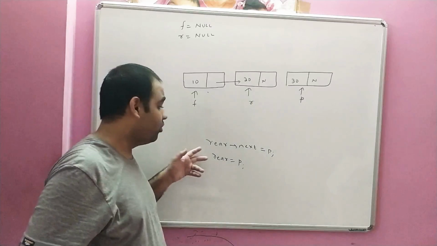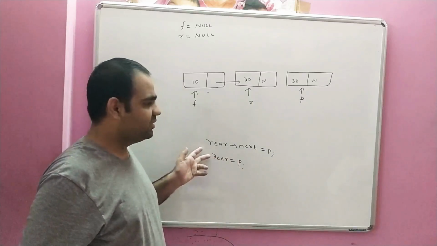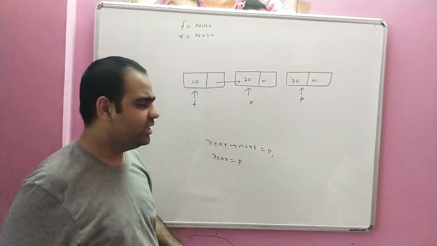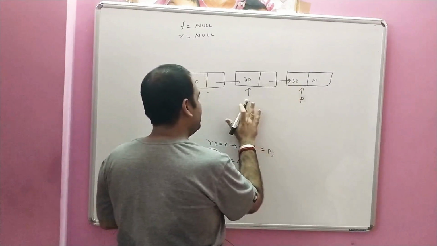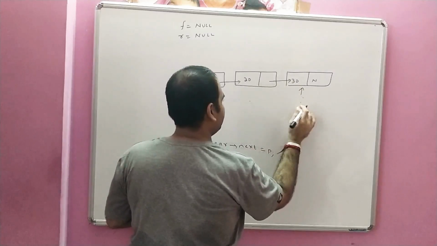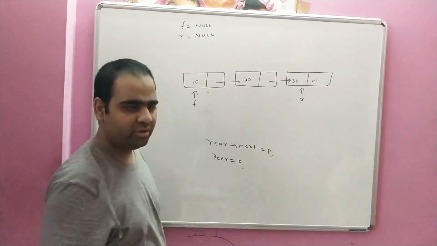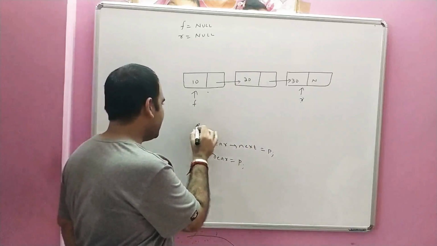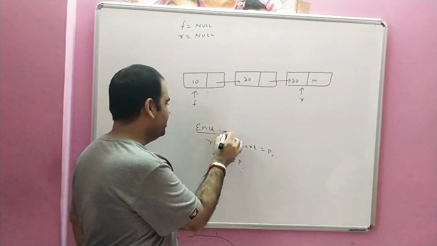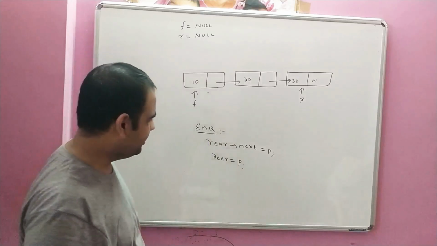Suppose we are adding not for the first time. For the first time this doesn't work. How to do it? We will see later. Now rear arrow next is equal to P, and the next line is rear is equal to P. This becomes the rear end of the queue. This is how you add at the rear end of the queue. This is as good as the enqueue, because adding at the rear end of the queue is called enqueue.